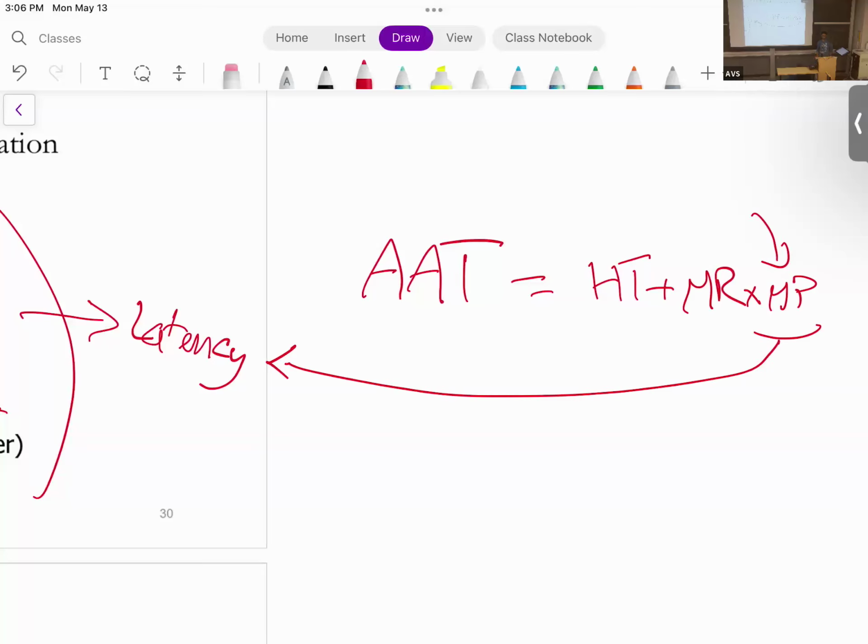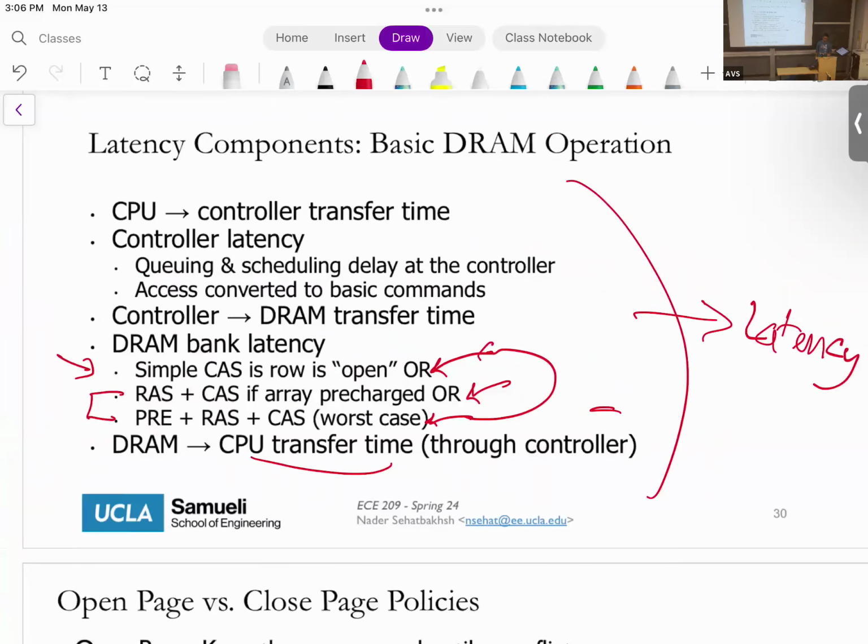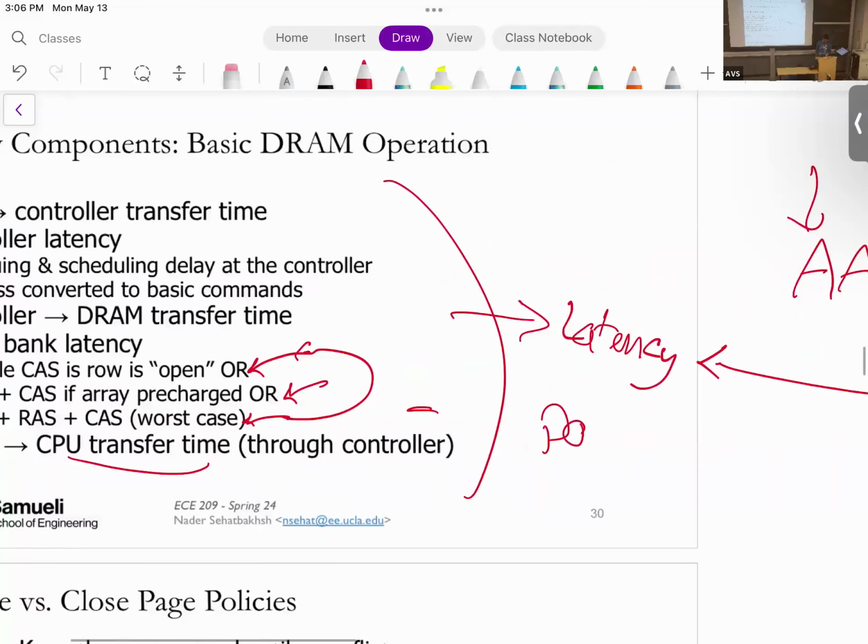Okay, so the lower level of your cache miss penalty is this number. If I reduce this, I effectively reduce my AAT. In other words, I'm improving my performance, right? Another big thing about DRAM is power. Power consumption is also a big thing in DRAM because these things happen a lot.